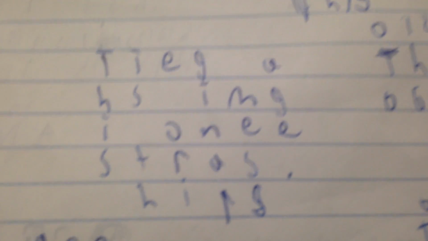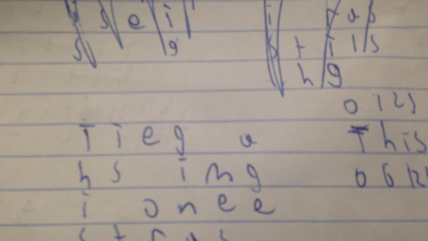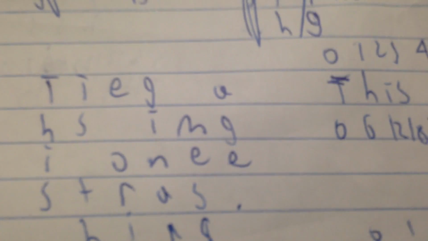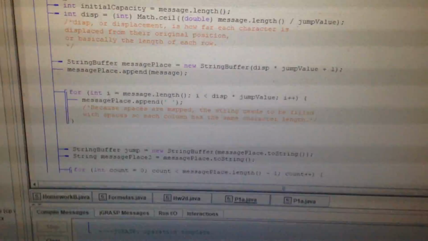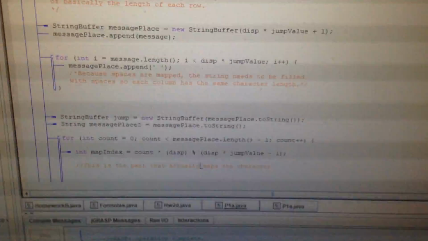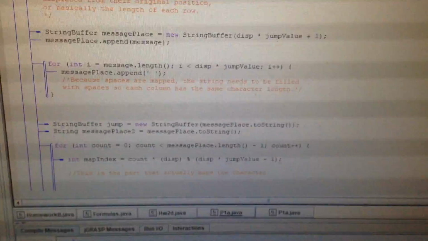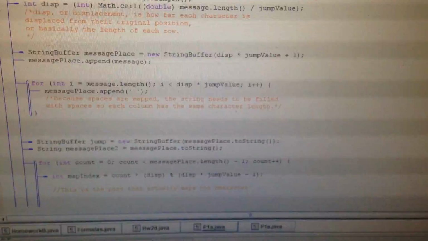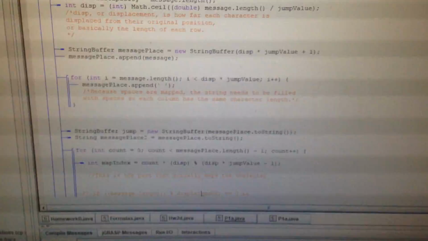So I is 12, S is 18, and the space in the bottom left is 24. Then I would be 30, but I get it to map back to 1 by finding the remainder. The remainder, which is the count times the displacement, which is basically the counting by 6 I was just doing. And you take that and you find the remainder of that divided by the displacement times the jump value minus 1. So 30, remainder 29 is 1, so you map it to the right spot.